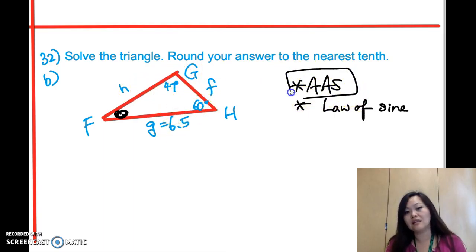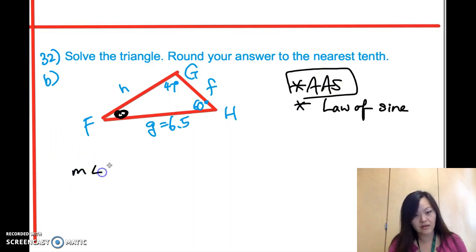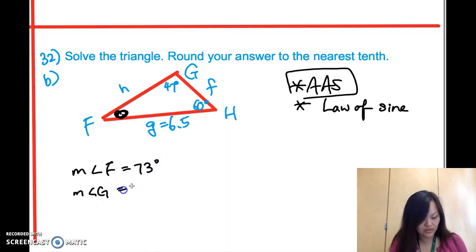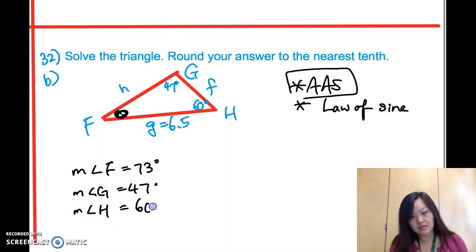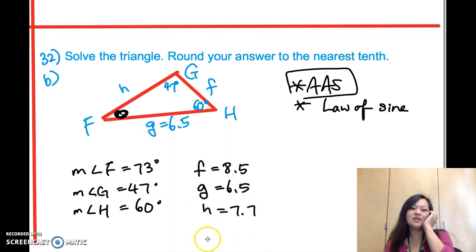Now AAS is not the ambiguous case, so you only have one triangle, so you don't have to pull out all your hair, okay? So after you are done, just so you can check your answer, let me give you all the measurements. Measure of angle F is 73 degrees. Measure of angle G was given to us, 47 degrees. Measure of angle H was given to us, 60. And then F is 8.5. G is 6.5. And H is 7.7, okay?